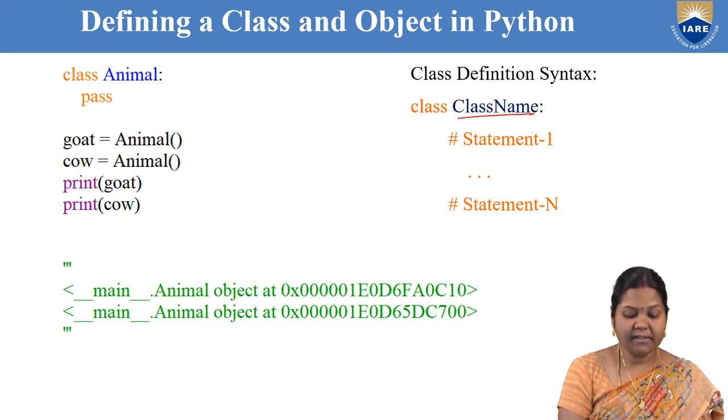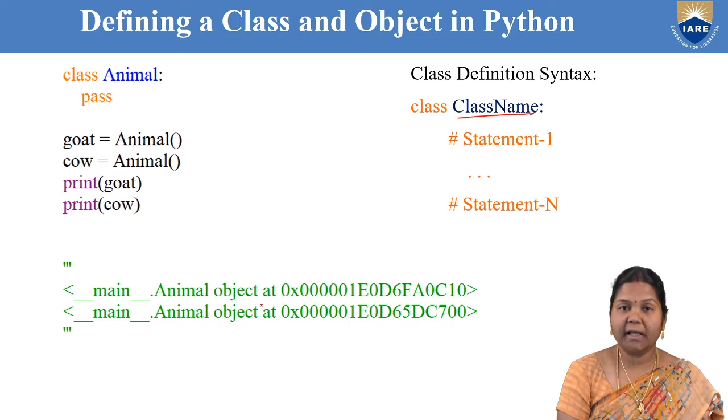So you can see that your goat is the animal object which has been created at so and so location, and similarly cow is also an animal object which has been created at so and so location. So this is a simple example where we have seen how to define a class and how to create multiple objects of the same class.